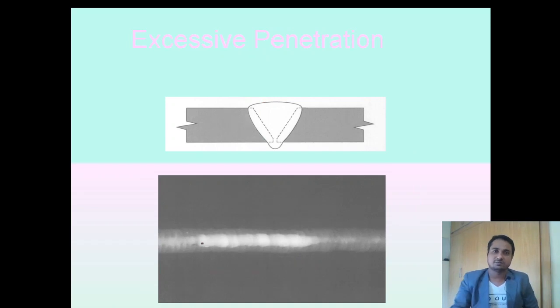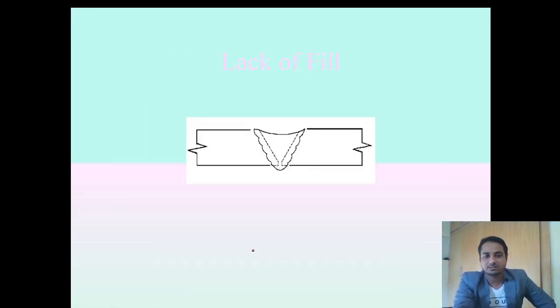Excessive penetration. If it is penetrated excessively at the root side, this is also dangerous and it will show a very dark image, meaning fewer rays will travel through this. Excessive penetration. See this one, very excessive penetration.